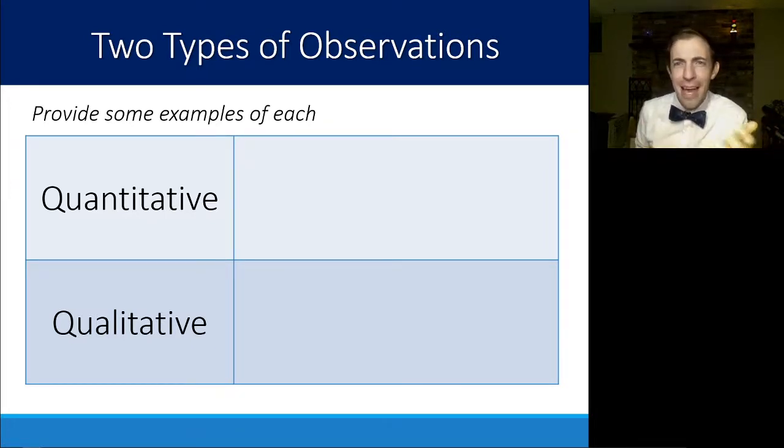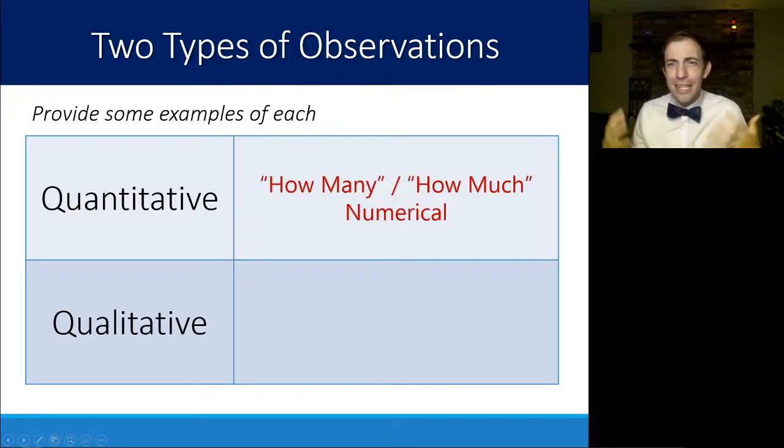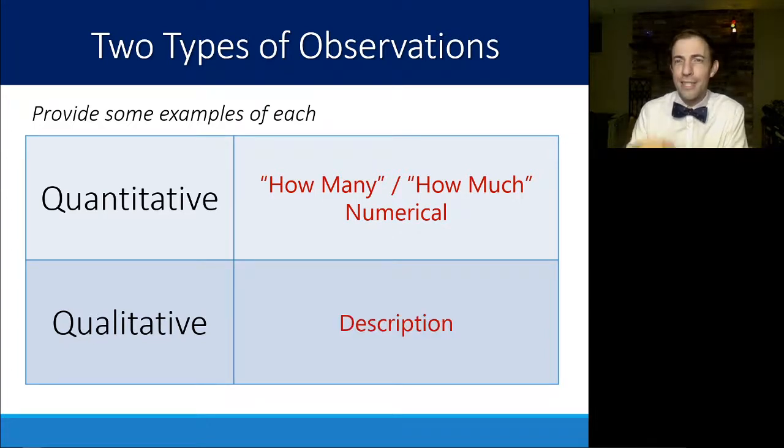And you might remember this back in some of your other science classes. But we categorize observations in two main categories: quantitative and qualitative. And you might remember the difference between these two. Quantitative measurements are measurements that are really looking at how many or how much. It's more of a numerical sort of value. So if I were to say I am 6 feet 2 inches tall, that is a very quantitative measurement defining how tall I am. A qualitative measurement is something that is more of a description.